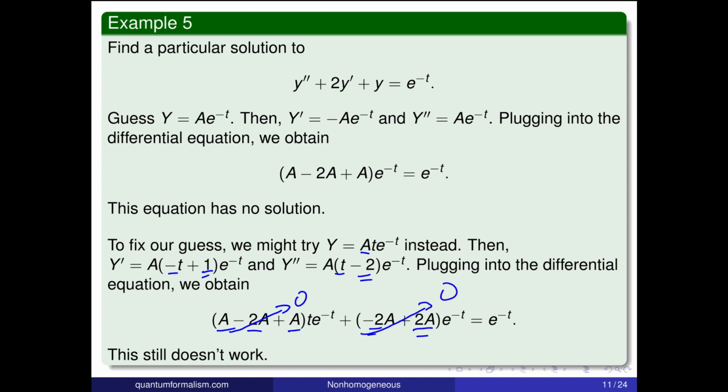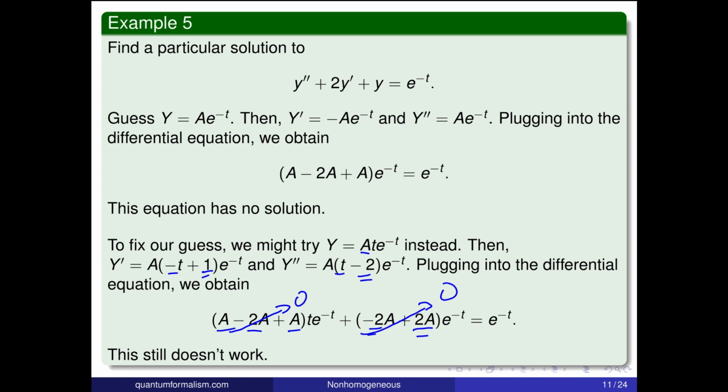So it still doesn't work. We still have 0, e to the minus t is equal to 0. Well, what's going wrong? If you think about it, plugging these functions into the left-hand side and getting 0 means that they're solutions to the complementary homogeneous equation. So these are homogeneous solutions. It's never going to work. So that's the problem. So this will always be the case.